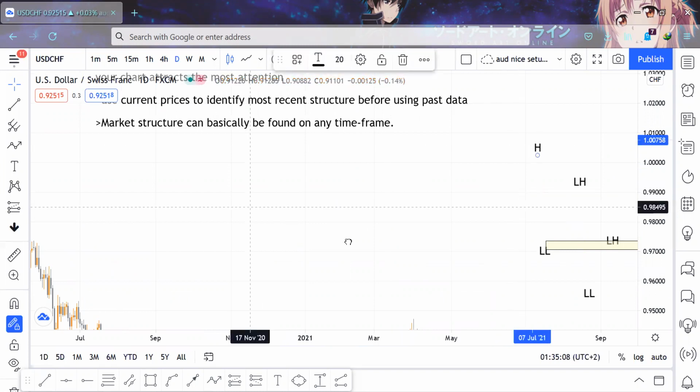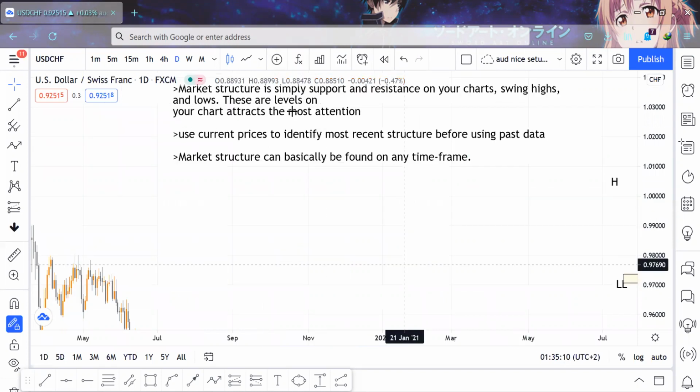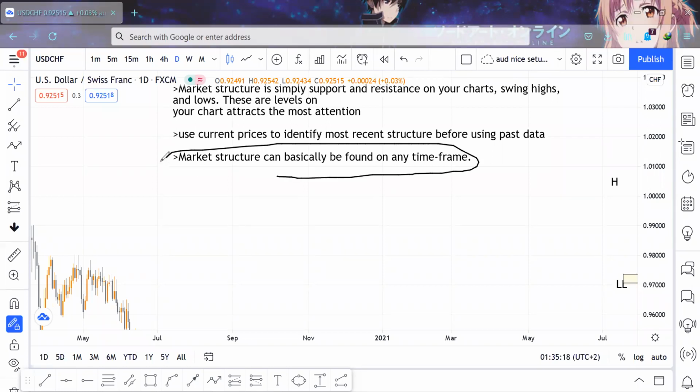Now, the third thing that I want you guys to know is that market structure exists in any time frame. It doesn't matter whether you are on the monthly time frame or the weekly time frame or the daily time frame, depending on your trading strategy and how long you can hold your trades. Structure exists on every time frame. I will actually make a video on that, using multiple time frames to help you guys maybe form a strategy using market structure, right?